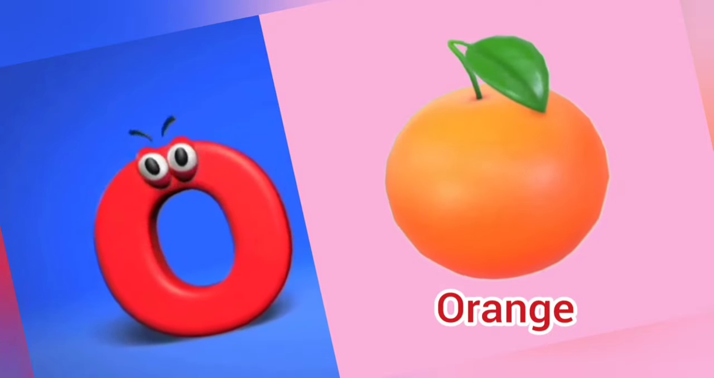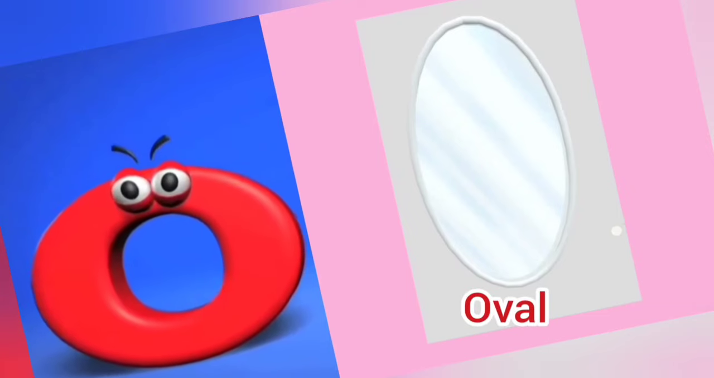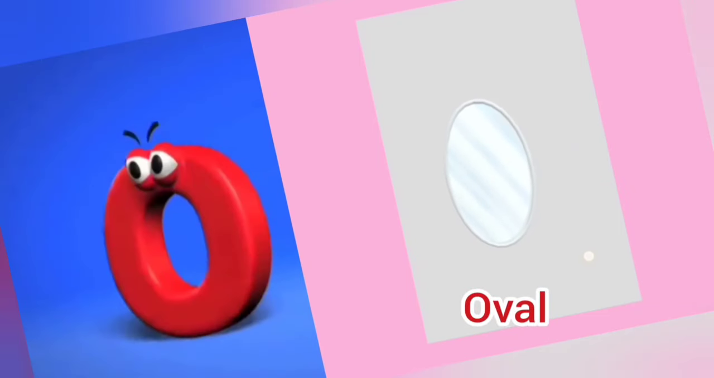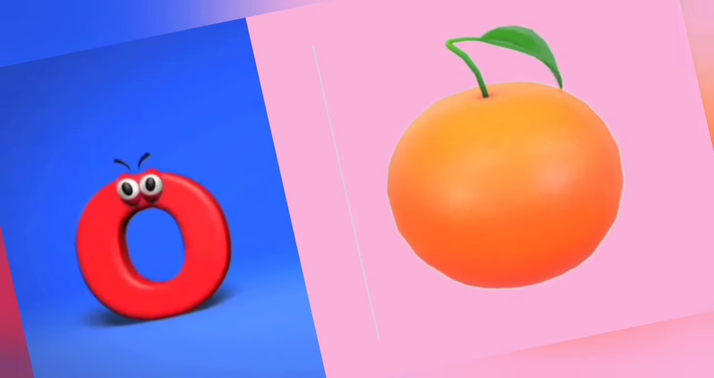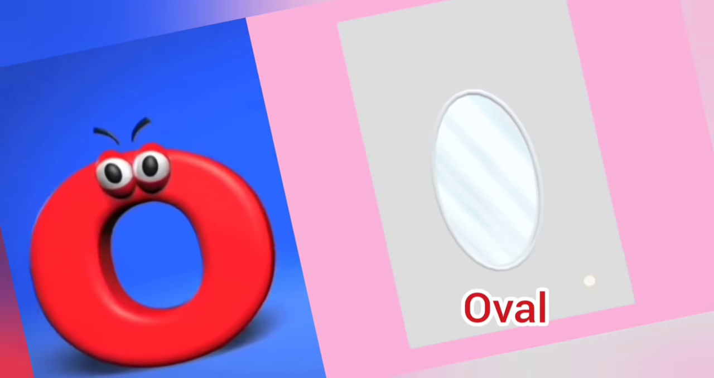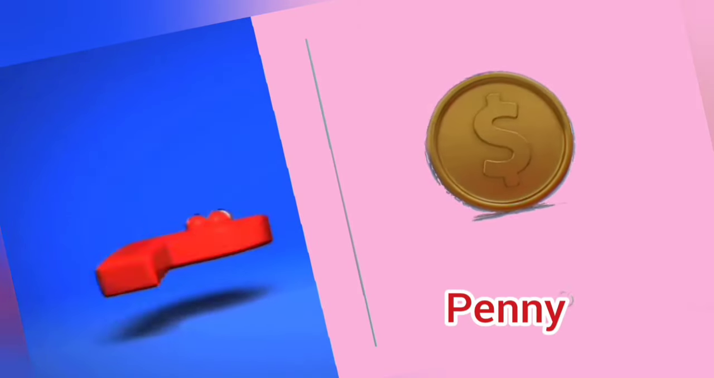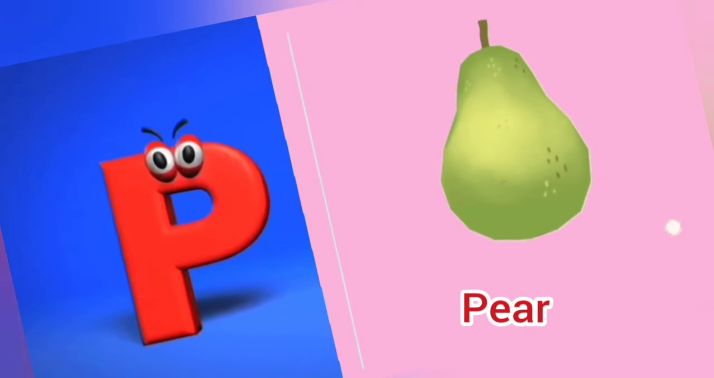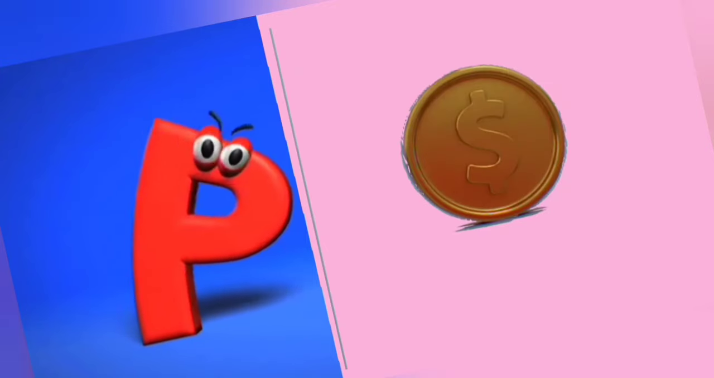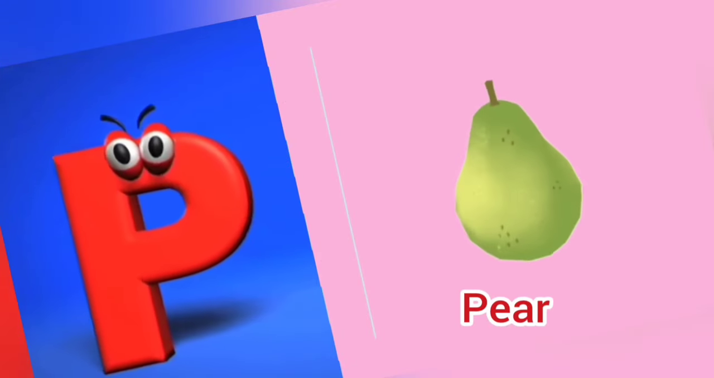O is for orange. O, o, orange. O is for oval. O, o, oval. P is for penny. P, p, penny. P is for pear. P, p, pear. P is for pat.